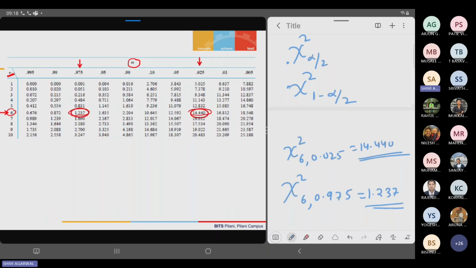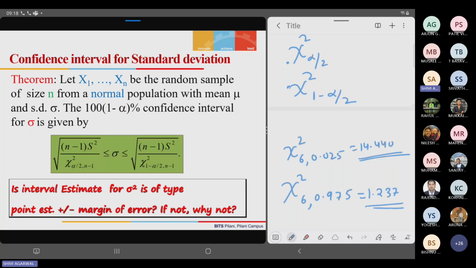So these values are coming here. Now we are just saying for the estimation of sigma. Sigma is what? We are taking the square root of both sides. For sigma square, we are finding the estimation, that is the confidence interval. Now we are taking the square root of these two.